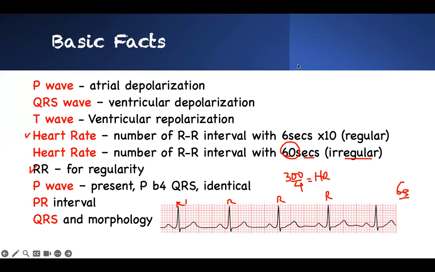Okay. Then after you've dealt with the regularity, look for the P wave. Is there any P wave present? Then there's a QRS. There's a P wave and there's a QRS. There's a P wave, there's a QRS. So the P and the QRS ratio is to be 1 to 1. That's all. Then you know this is good and they are identical.